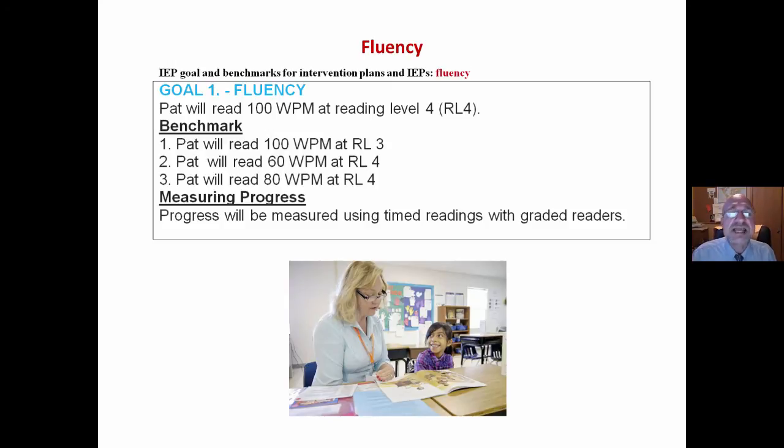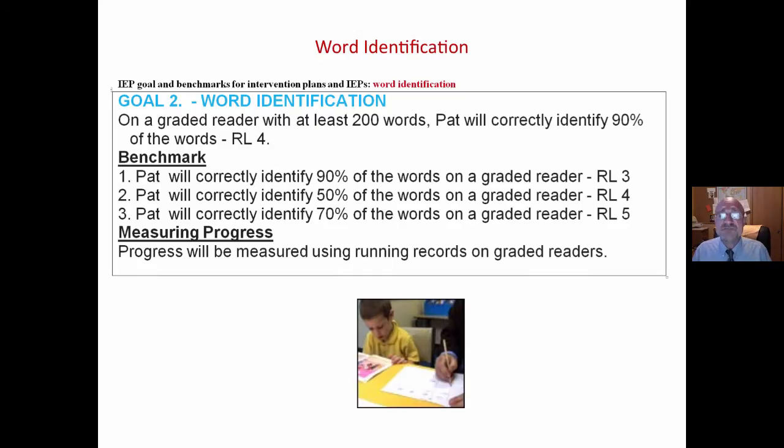And here is a sane goal for an IEP or any intervention plan. Pat will read 100 words per minute. Simple, measurable. Benchmarks leading up to it, and it will be measured using timed readings with graded readers. Simple, simple, simple.